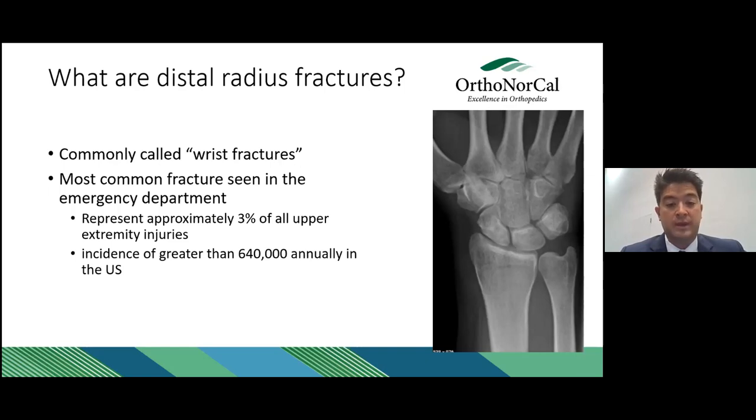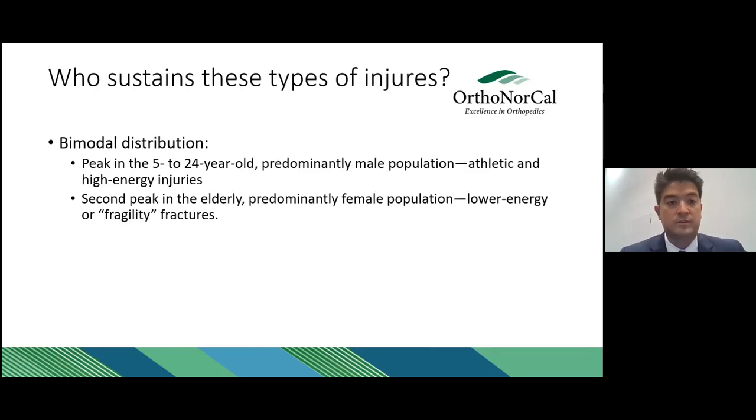The incidence is getting more and more every year, but right now the census is showing 640,000 of these injuries annually. So our patients are keeping us busy as orthopedic surgeons and hand surgeons. So who sustains these types of injuries? There's kind of two types of patients.